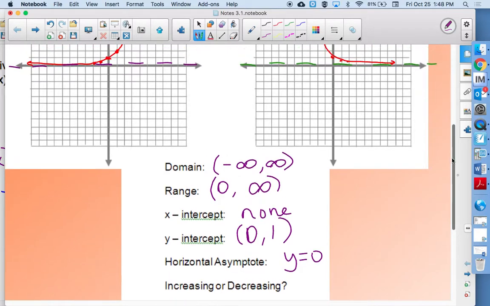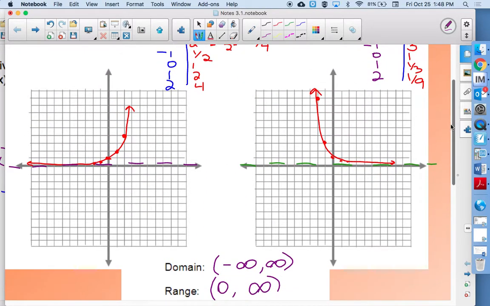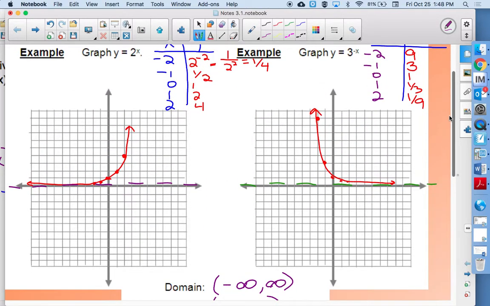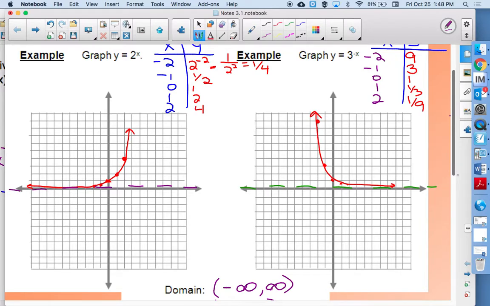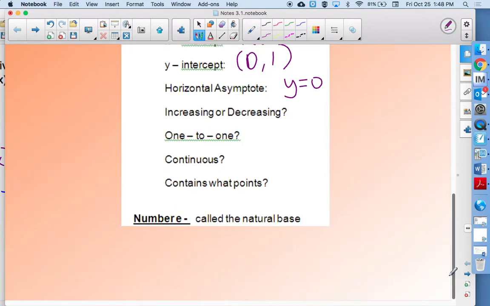And then, are they both increasing, both decreasing? What's going on with these graphs? Go Jeff, what's going on with them? Yeah, so the increasing function would be the 2 to the x. The decreasing is the 3 to the negative x. A negative exponent makes it go down, just like a negative slope makes it go down.